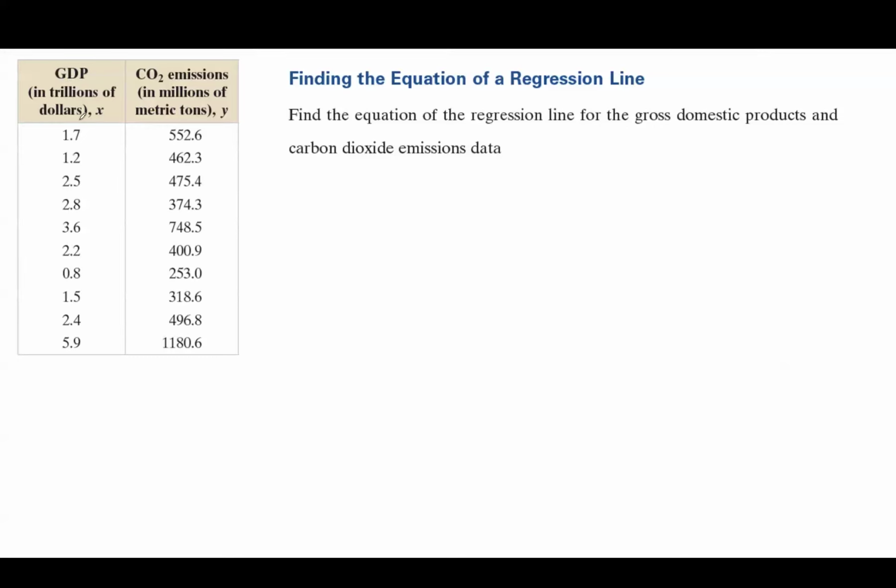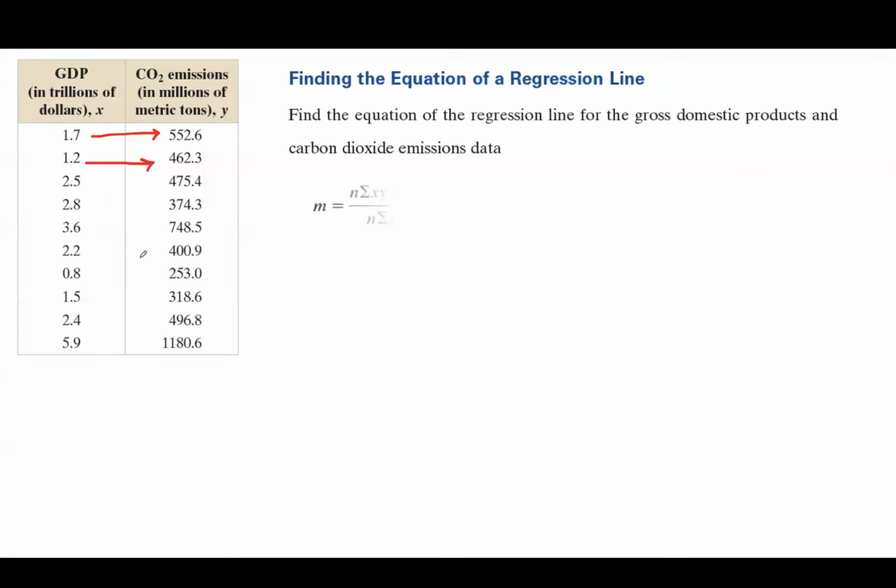So for GDP in trillions of dollars, this is your x, the free variable, independent variable, or explanatory variable. The response variable or dependent variable is y. For example, if the GDP is 1.7 trillion dollars, then the CO2 emission is 552.6. If the GDP is 1.2 trillion dollars, then the CO2 emission is 462.3. All of them are in millions of metric tons, and so on.